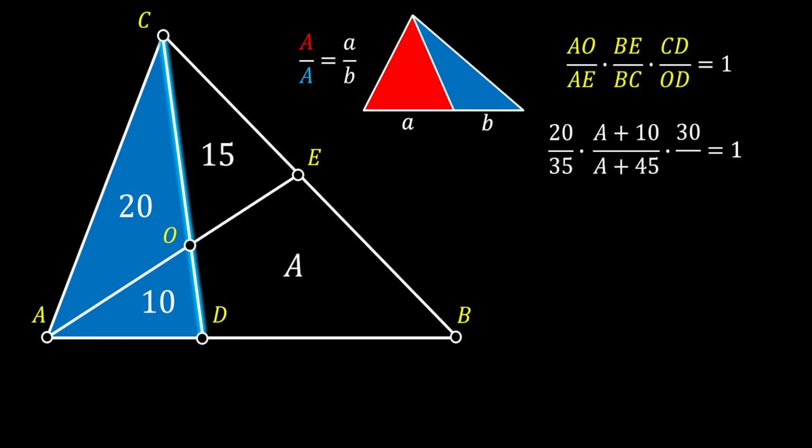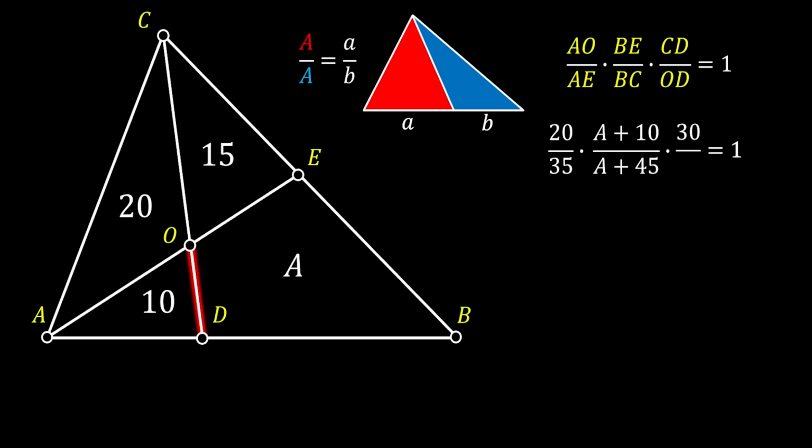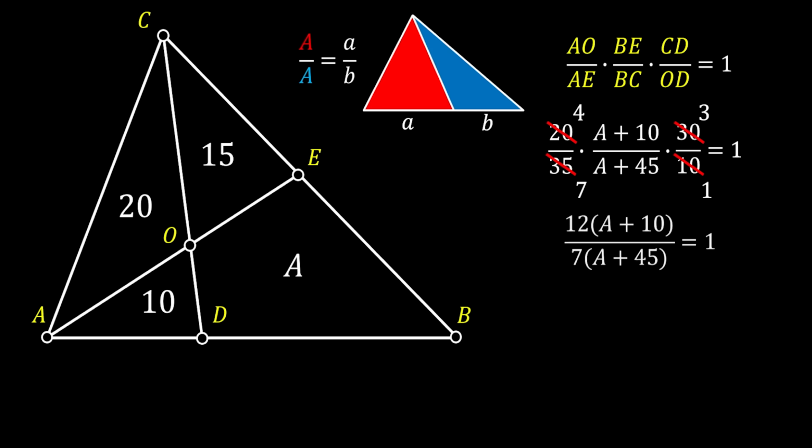And finally, the line OD will be the base of the triangle ADO with the area of 10, which has the same height as the previous triangle, so we can replace the value of OD with the area of 10. Alright, so now let's work through this equation by first simplifying everything, and then we will get to the following.